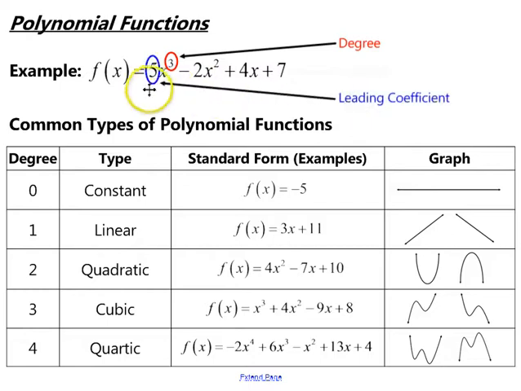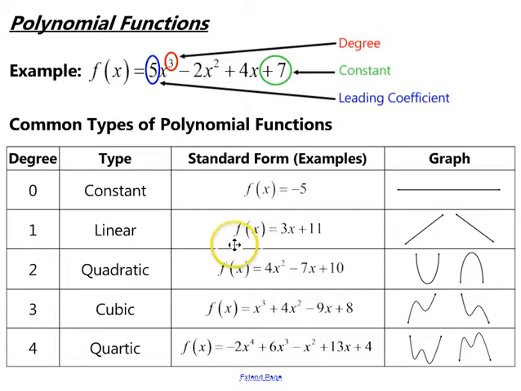The leading coefficient is the coefficient of that term with the highest exponent, and the constant is going to be the term that doesn't have an x, because that exponent would be 0. So when we talk about some common polynomials that we'll be working with, if the degree is 0, we call that a constant. The equation looks like f of x equal to a number, and that's going to be a horizontal line. If it has a degree of 1, that's a linear function.